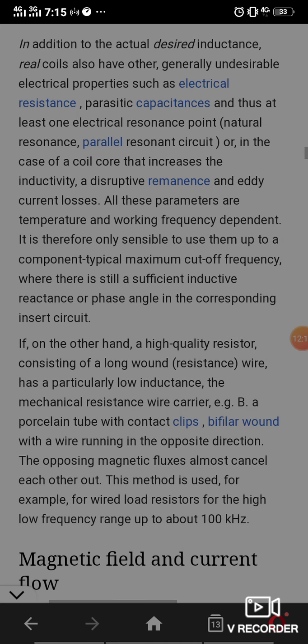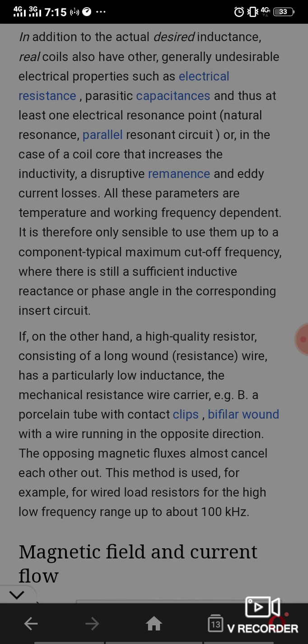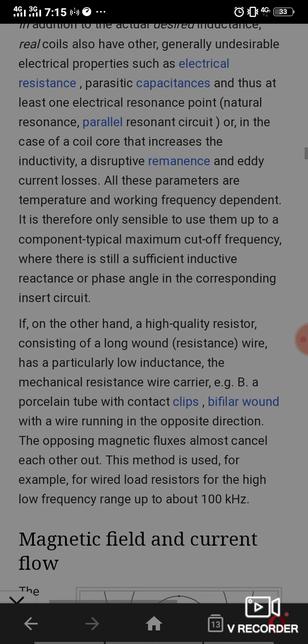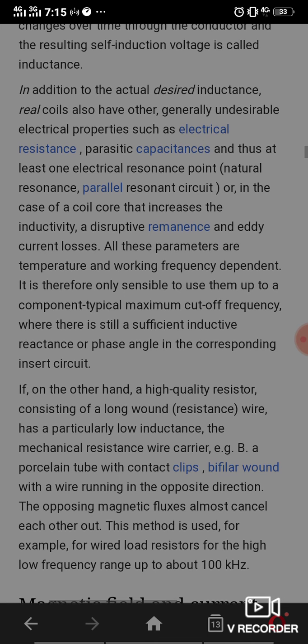If, on the other hand, a high-quality resistor consisting of a long wound resistance wire has a particularly low inductance, the mechanical resistance wire carrier, a porcelain tube with contact clips, is wound with a wire running in the opposite direction. The opposing magnetic fluxes almost cancel each other out. This method is used, for example, in a wound load resistor for high frequency, in the low frequency range, and in the kilohertz range.